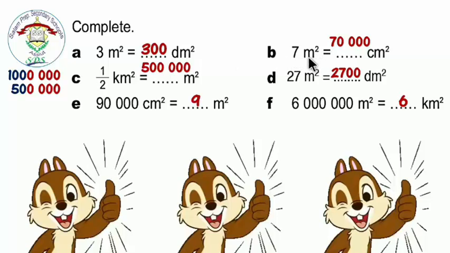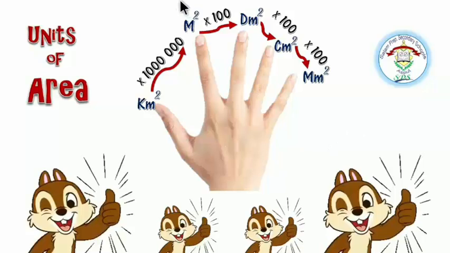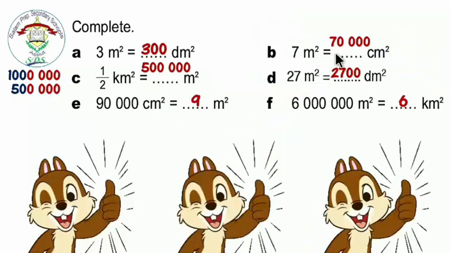7 square meters equal blank square centimeters. From square meter to square centimeter, we will put 2 zeros, and 2 zeros are 4 zeros. So we will put 4 zeros. Put 7 and 4 zeros. The number will be 70,000.